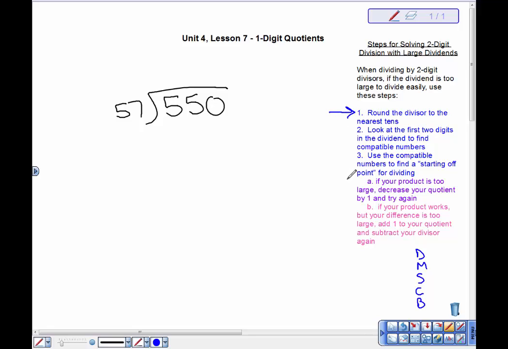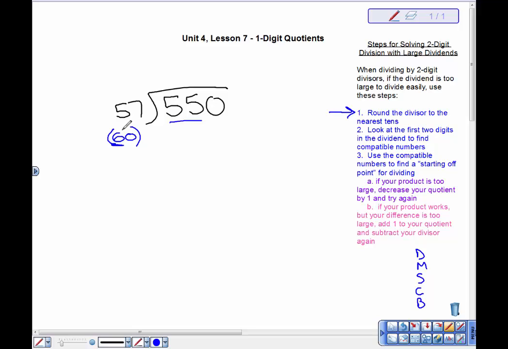First step says round the divisor to the nearest 10. Well, 57 rounded to the nearest ten is 60. So I'm going to write 60 in parentheses because that's the number I'm going to use to help me. I'm just going to use compatible numbers to find a starting off point. I'm going to look at that 6. And then step 2 says look at the first 2 digits in the dividend, which is 55. I want to find a number close to 55 that can be divided by 6.